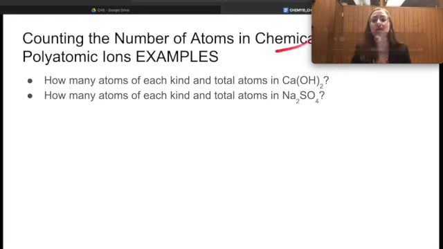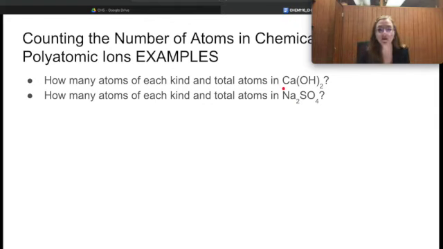So let's do some examples of counting the number of atoms when we're looking at polyatomic ions. We want to count the total number of each kind of atom as well as the total number of atoms in this chemical formula. That chemical formula is calcium hydroxide. When you see hydroxide, that likely means you have a base. We'll talk about acids and bases later, but here is a base on your screen for you, calcium hydroxide.